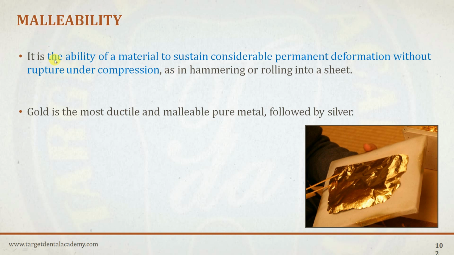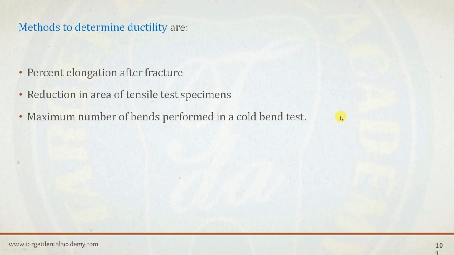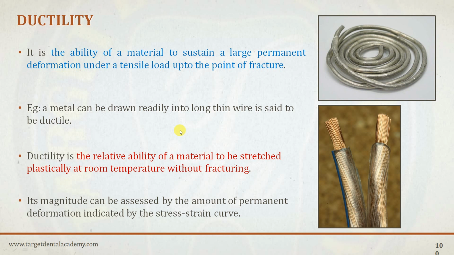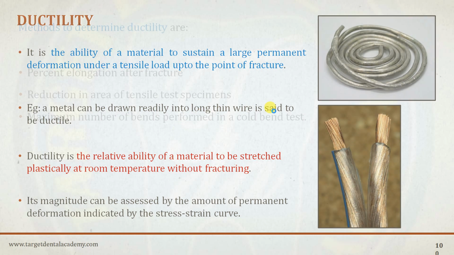Coming on to malleability, it is the ability of a material to sustain considerable permanent deformation without rupture under compression, as in hammering or rolling into thin sheets. Gold is the most ductile and malleable pure metal, followed by silver. These can be hammered and rolled into sheets, and in ductility, the metal is readily drawn into long and thin wires.